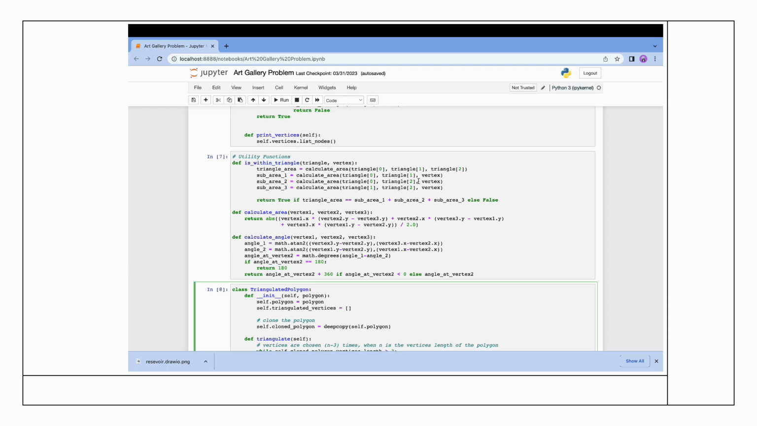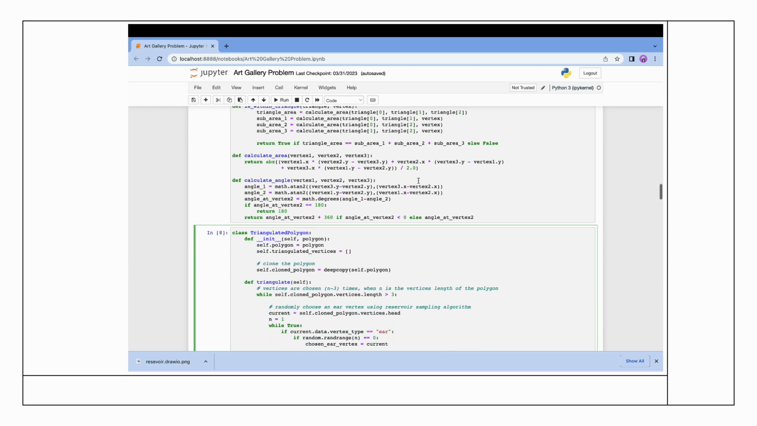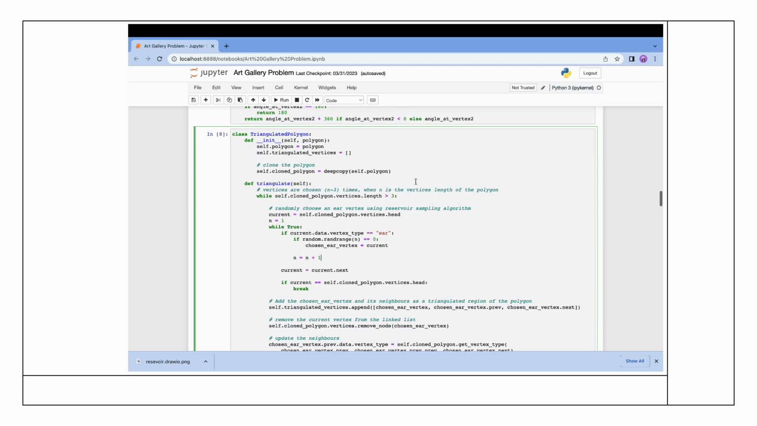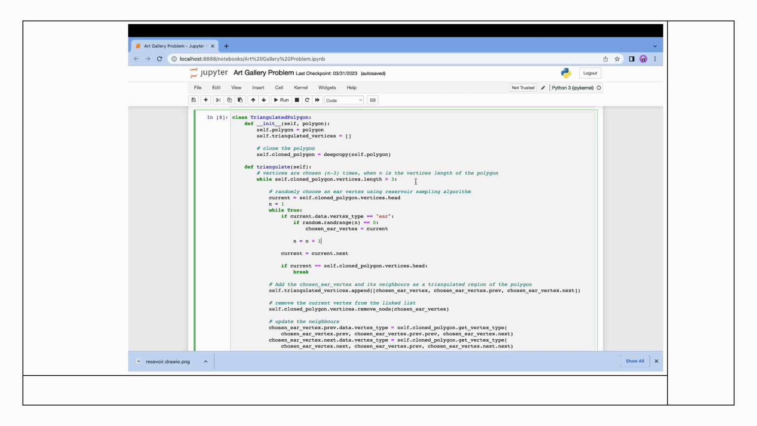For the triangulation, we have a method that implements the ear clipping algorithm as discussed. Specifically, we see the randomized way of sampling an ear vertex from a linked list of nodes. To optimize for time and space, we employ a reservoir sampling technique to sample every node from a linked list with equal probability.